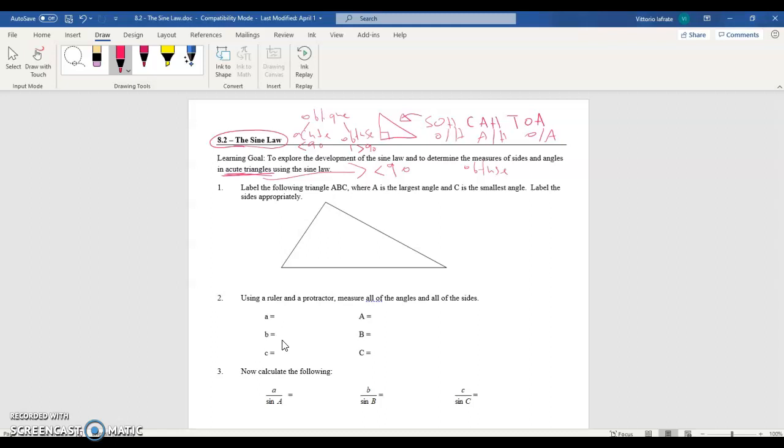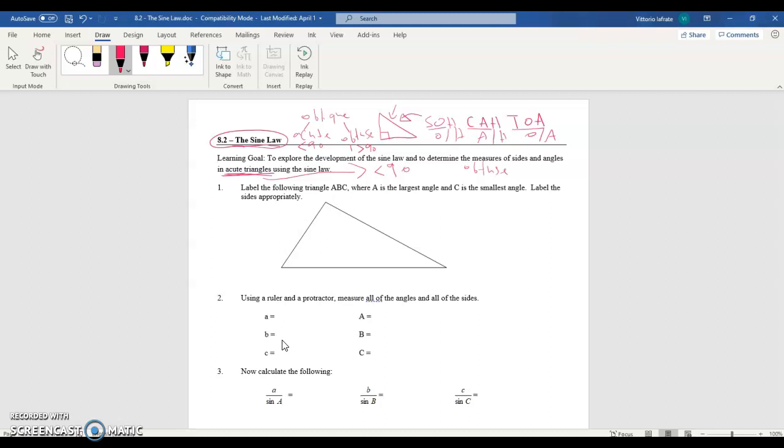So the sine law, long story short, we're going to use it when we don't have a right angle triangle. If you have a right angle triangle, use SOH, CAH, TOA. If you don't have a right angle triangle, then you can use the sine law or another law we'll learn in the next lesson called the cosine law. And it all depends on what information you have. So when you look at the information you're given, you're going to figure out, should I use the sine law? Should I use the cosine law?